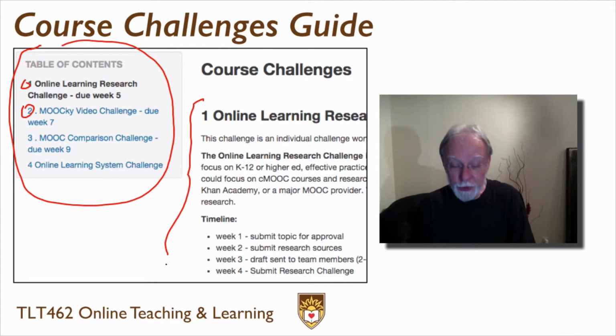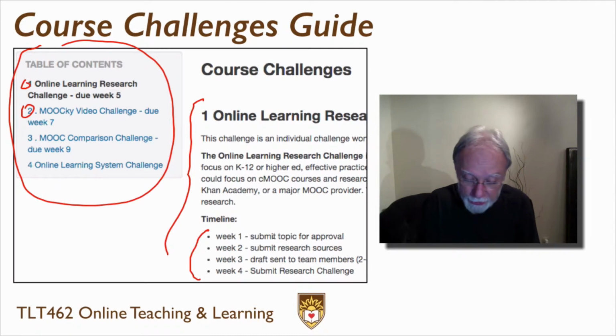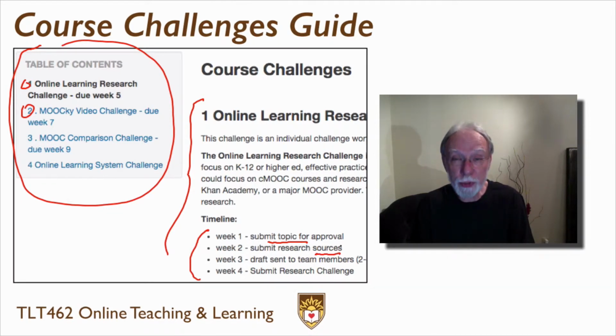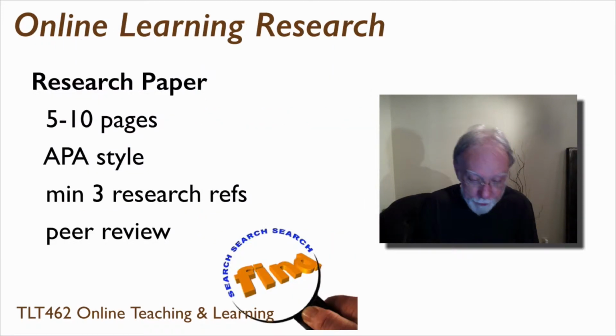For our first challenge, the online learning research challenge, for example, it's a 4-week total project. This week is week 1 in the project, and it shows you your tasks. You need to submit your topic for approval. Next week, you'll submit your research sources that you find. You'll write your paper. In the middle of the 3rd week, you'll send a draft to 2 other people for a peer review, and we'll talk more about what that is. You'll get that back, maybe make some changes, maybe not, and then submit the research challenge to me.